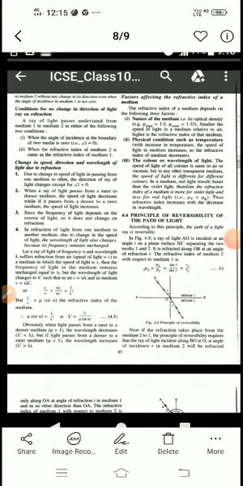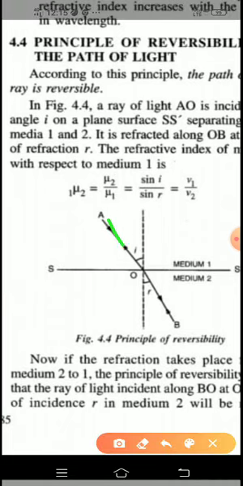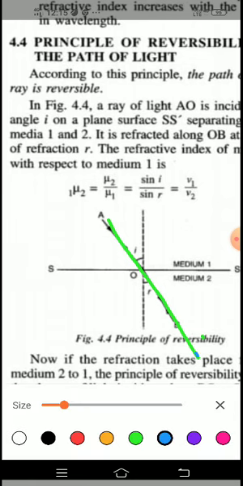Principle of reversibility. Look here, a ray of light is moving along this path. The same ray of light can also move along the same path in the opposite direction. That is called your principle of reversibility. If I'm able to move from A to B, then the ray of light can also move from B to A. The same can happen. There is no change at all.